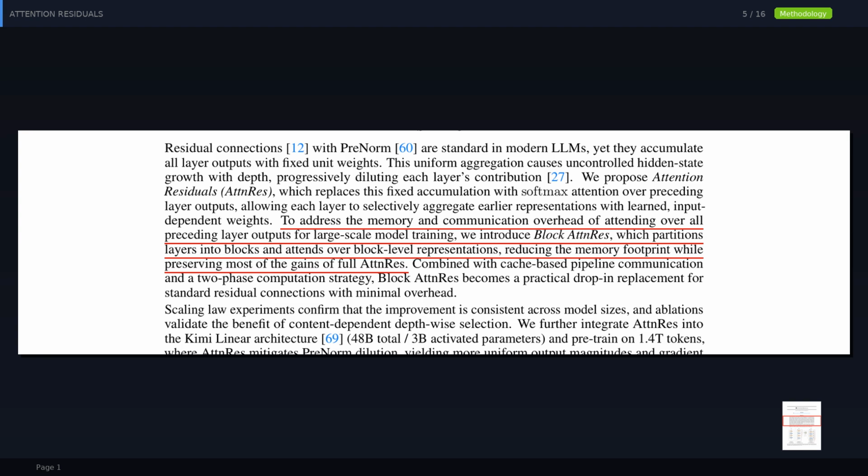This is where the paper explains a practical consideration for large-scale models. To manage the memory and communication overhead of attending to all previous layers, they introduce block AttnRes. This variant partitions layers into blocks, allowing attention over block-level representations. This significantly reduces the memory footprint, making the approach feasible for large models while retaining most of the performance benefits.